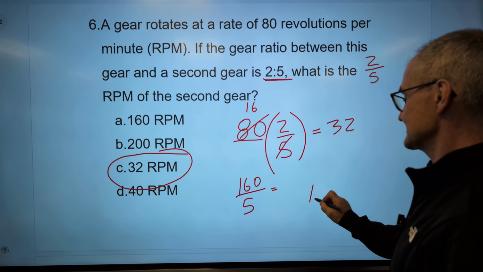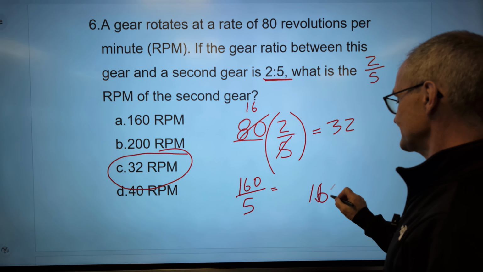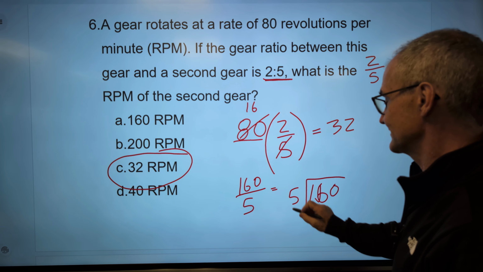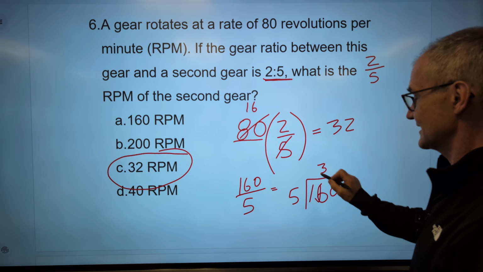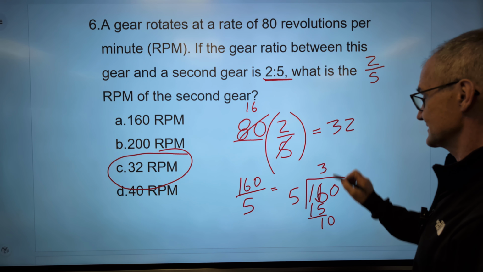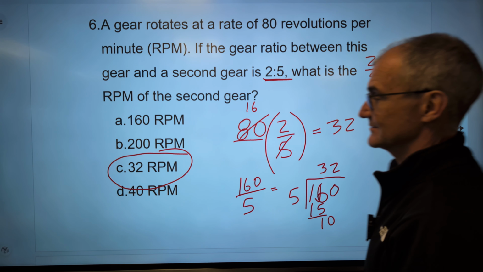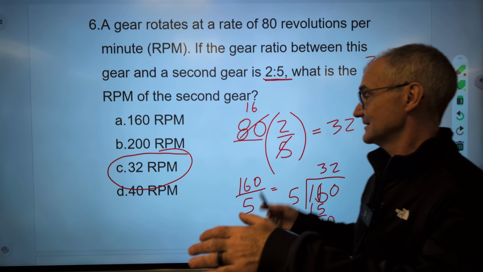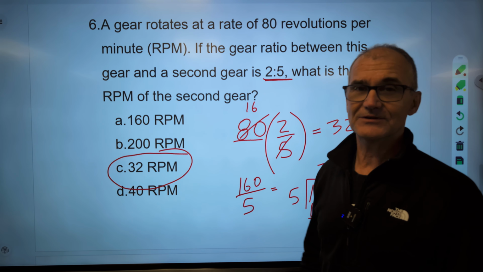So I am saying 160 divided by 5. 5 goes into 16 3 times. 16 minus 15 is 1. 5 goes into 10, 2, to give me the same 32. If I cancel that too quickly, that's where it's from.